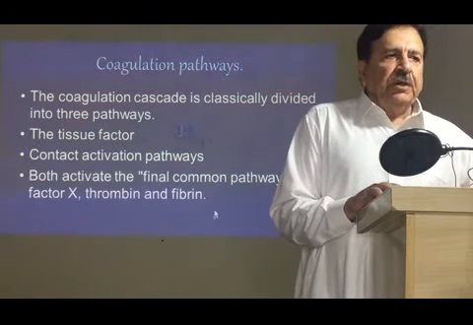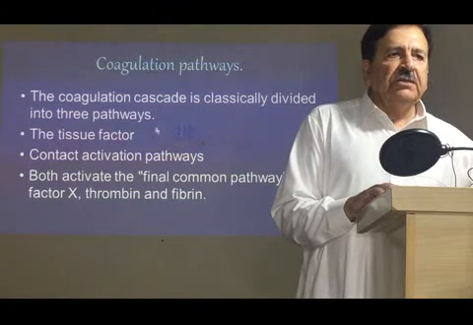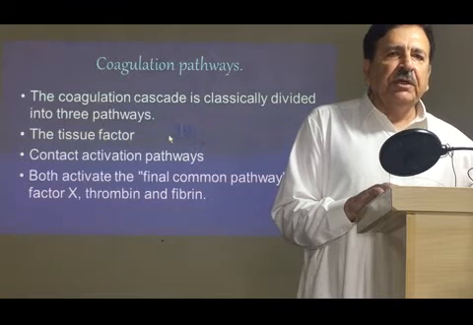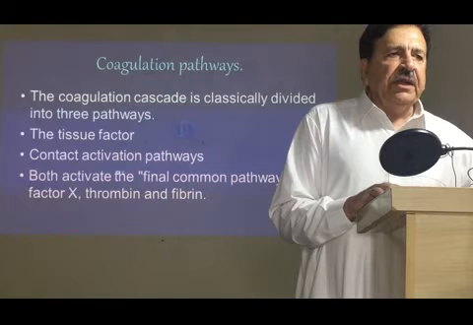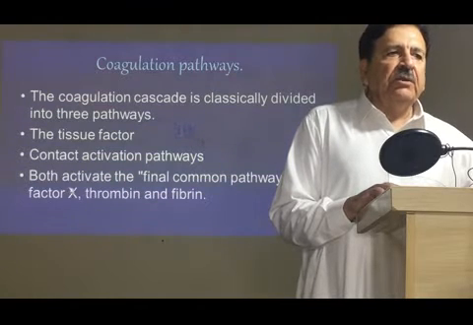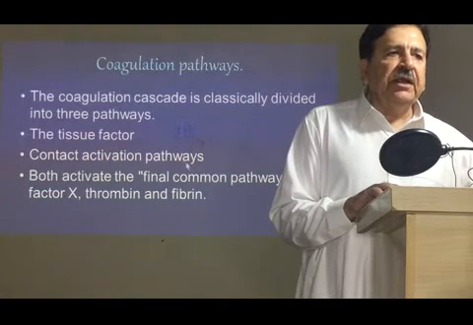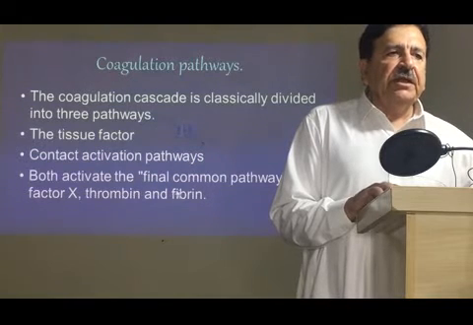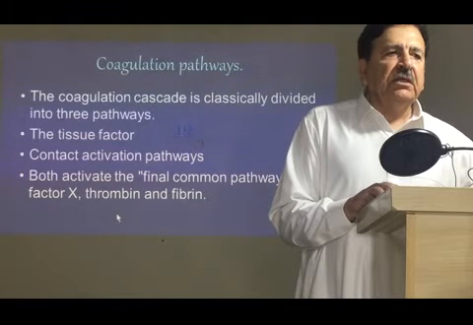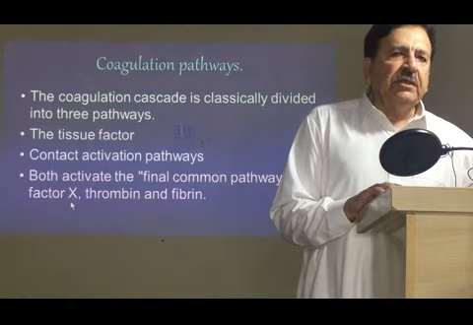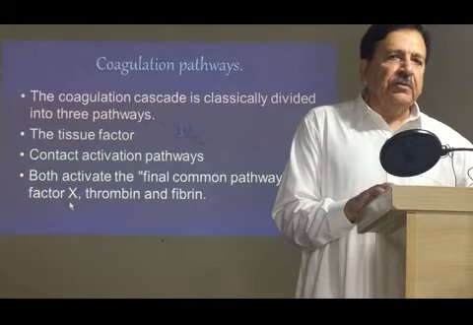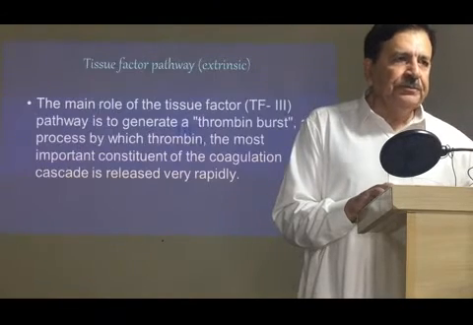Now, the coagulation pathway. The coagulation cascade is classically divided into three pathways: the tissue factor pathway, the contact activation pathway, and both of these finally activate a common pathway, factor 10, which is called thrombin, which converts prothrombin into fibrin. So, from activation of factor 10, the third pathway actually started.